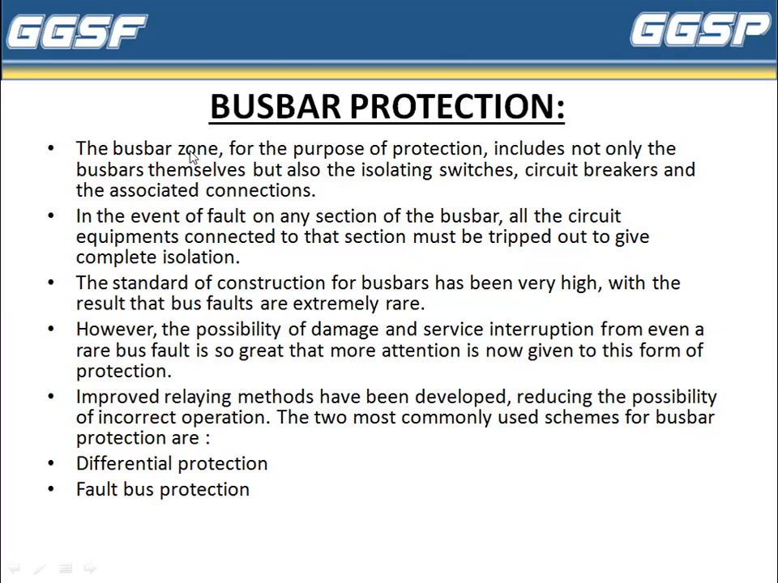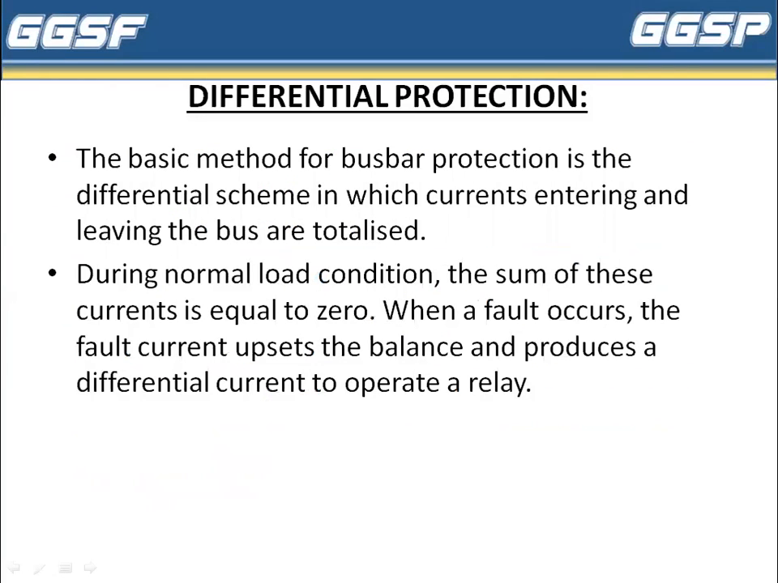The two most commonly used schemes for busbar protection are: first one is differential protection and second is fault bus protection. Differential protection. The differential protection is the method of busbar protection in which currents entering as well as leaving the bus are totalized. During normal load condition, the sum of the current is equal to zero. When the fault occurs, the fault current upsets the balance and produces a differential current to operate a relay.